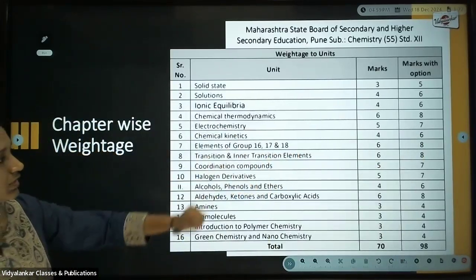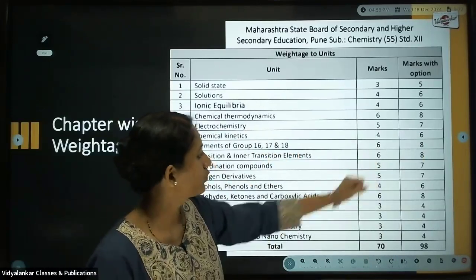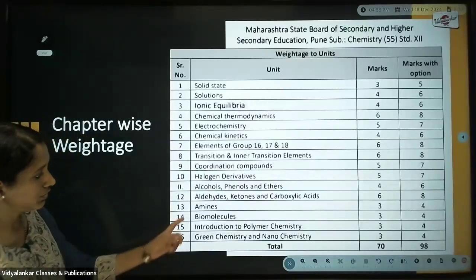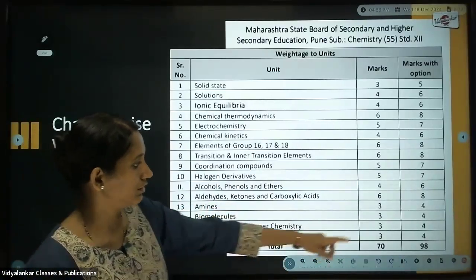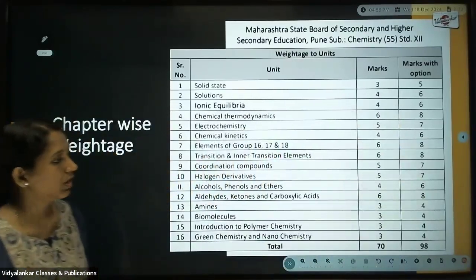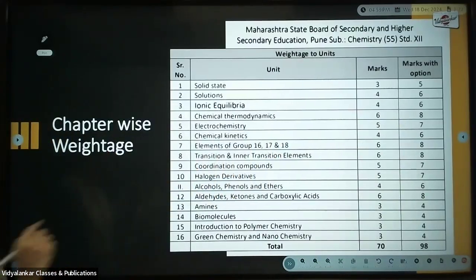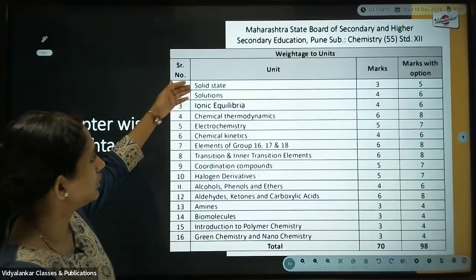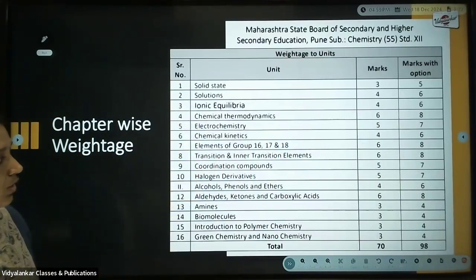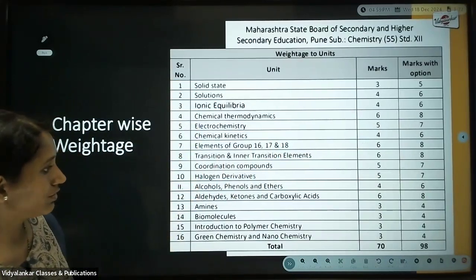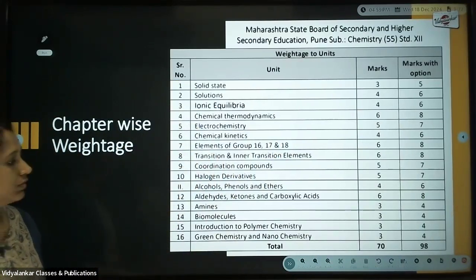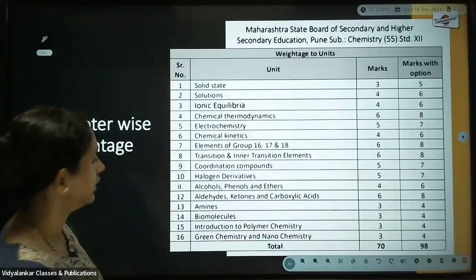Then transition and inner transition elements have the same weightage, 6 without option and 8 with option. One more chapter is aldehydes, ketones and carboxylic acids, where 6 marks without option and 8 marks with option are mentioned. With that, a few more chapters: solutions, ionic equilibrium, electrochemistry, coordination compounds, halogen derivatives. These are some of the very important chapters of Standard 12. Please observe the slide properly.